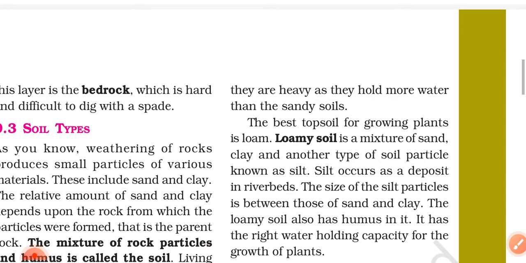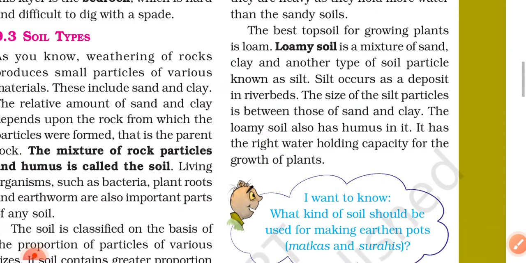The best topsoil for growing plants is loam. Loamy soil is a mixture of sand, clay, and another type of soil particle known as silt. Silt occurs as a deposit in river beds. The size of silt particles is between those of sand and clay. Loamy soil also has humus in it. It has the right water holding capacity for the growth of plants.